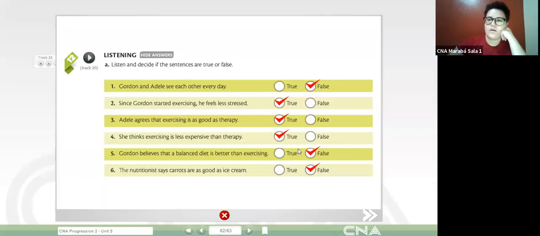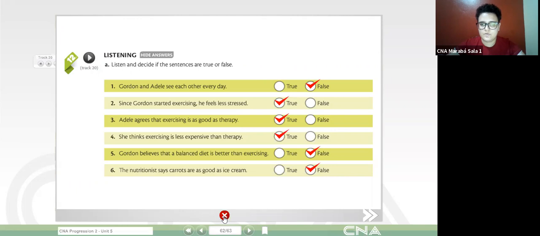Okay, can we check or repeat? For me, check. Okay, number 1 is false. Number 2, 3, and 4 are true. Number 5 and 6 are false. Okay for everybody?